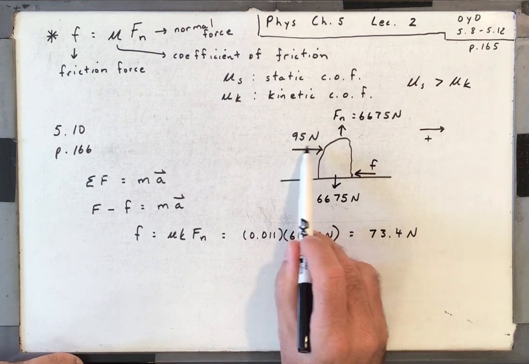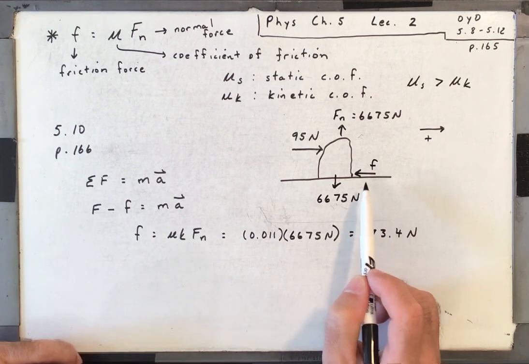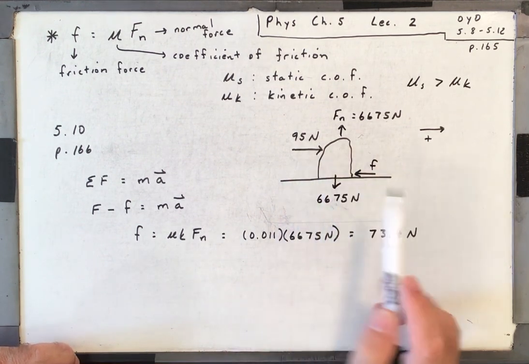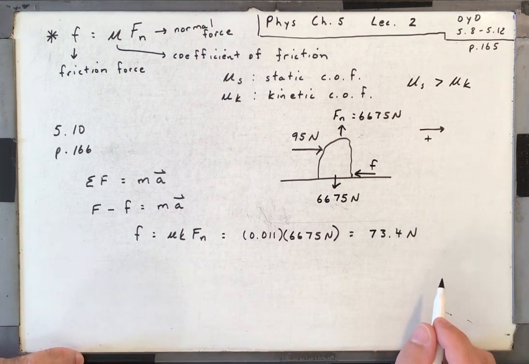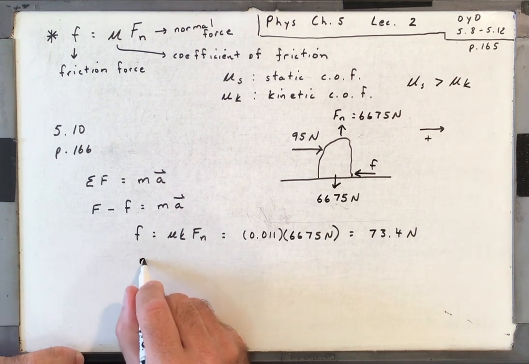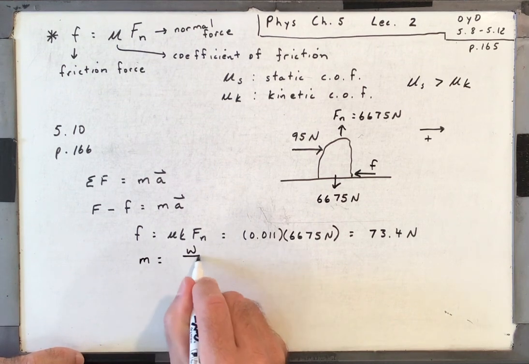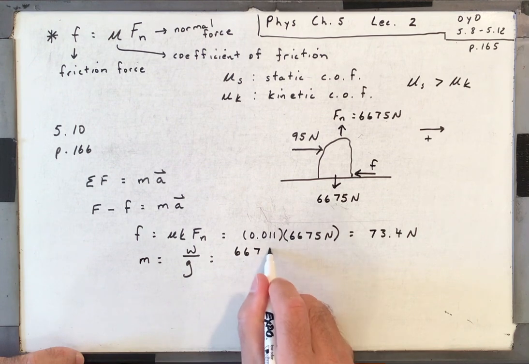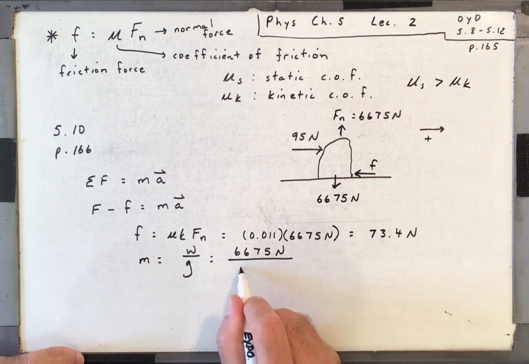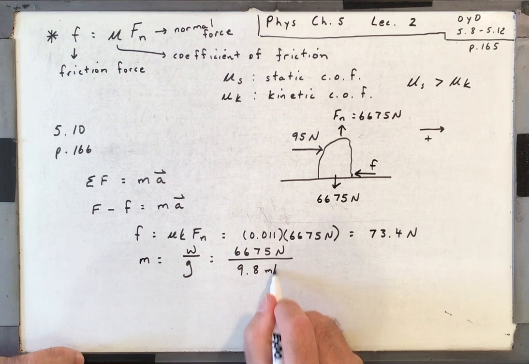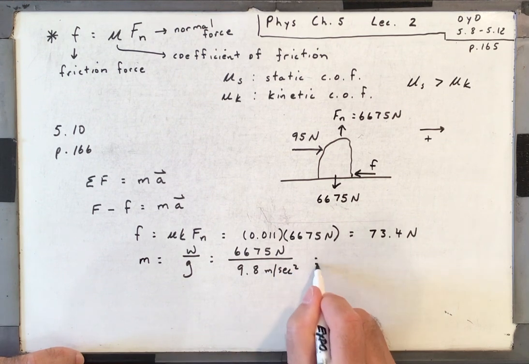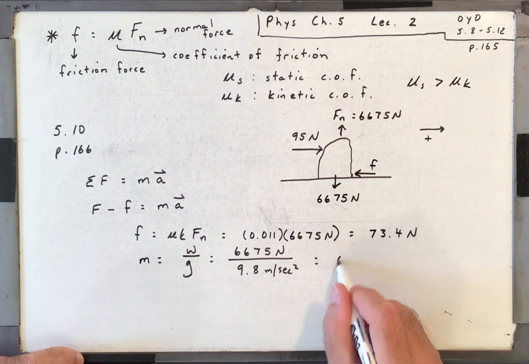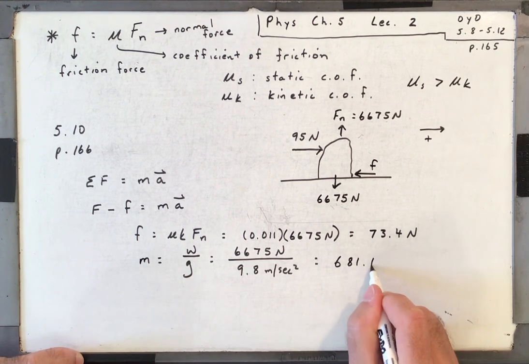Now, if the force of friction was greater than 95, then the rock wouldn't move. But since the force to the right is greater than the frictional force, which is opposing the motion, the rock will go ahead and move. We also need to get mass. Mass is weight divided by gravity. The weight is 6,675 newtons. Gravity is 9.8 meters per second squared. And that mass is 681.1 kilograms. Very heavy rock.